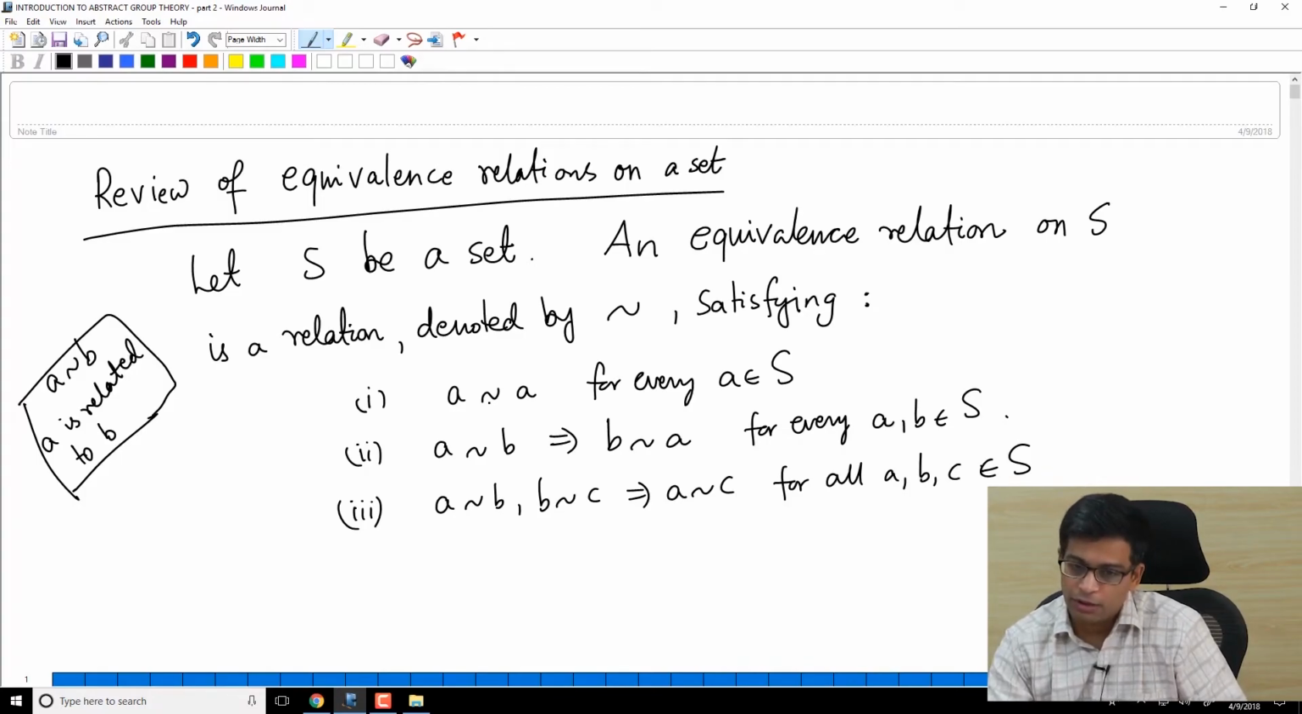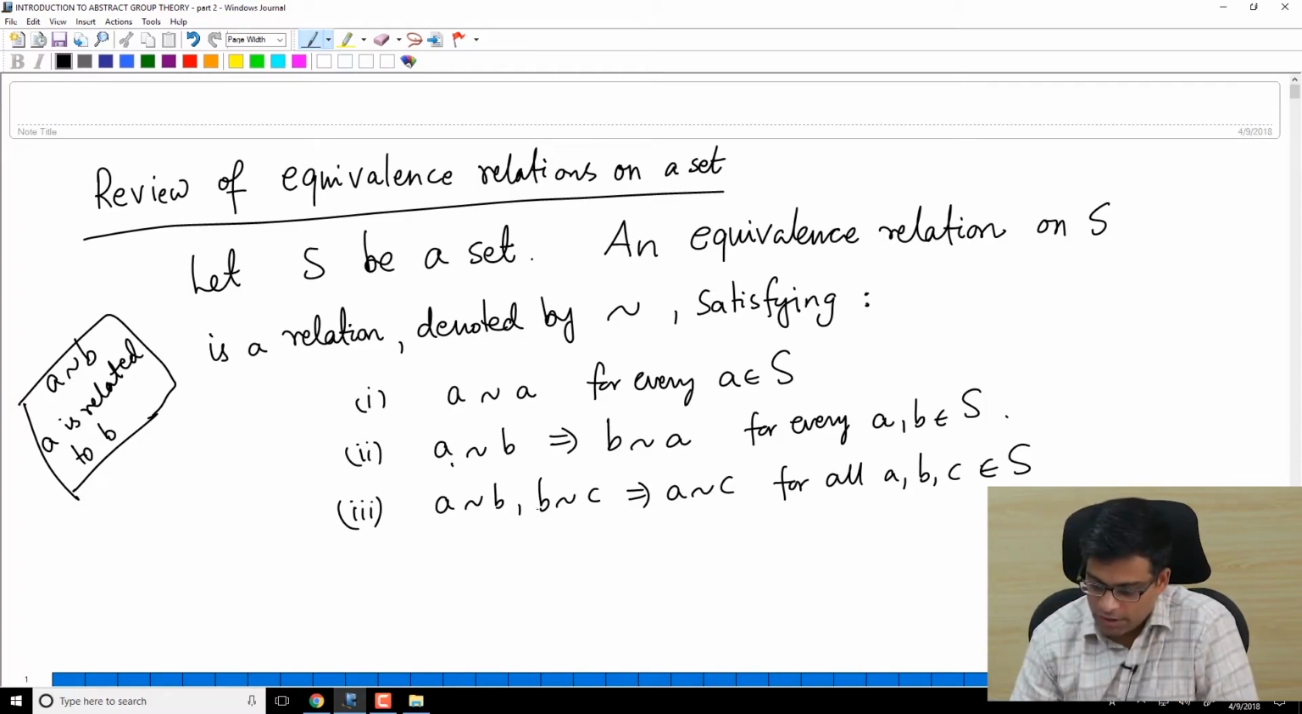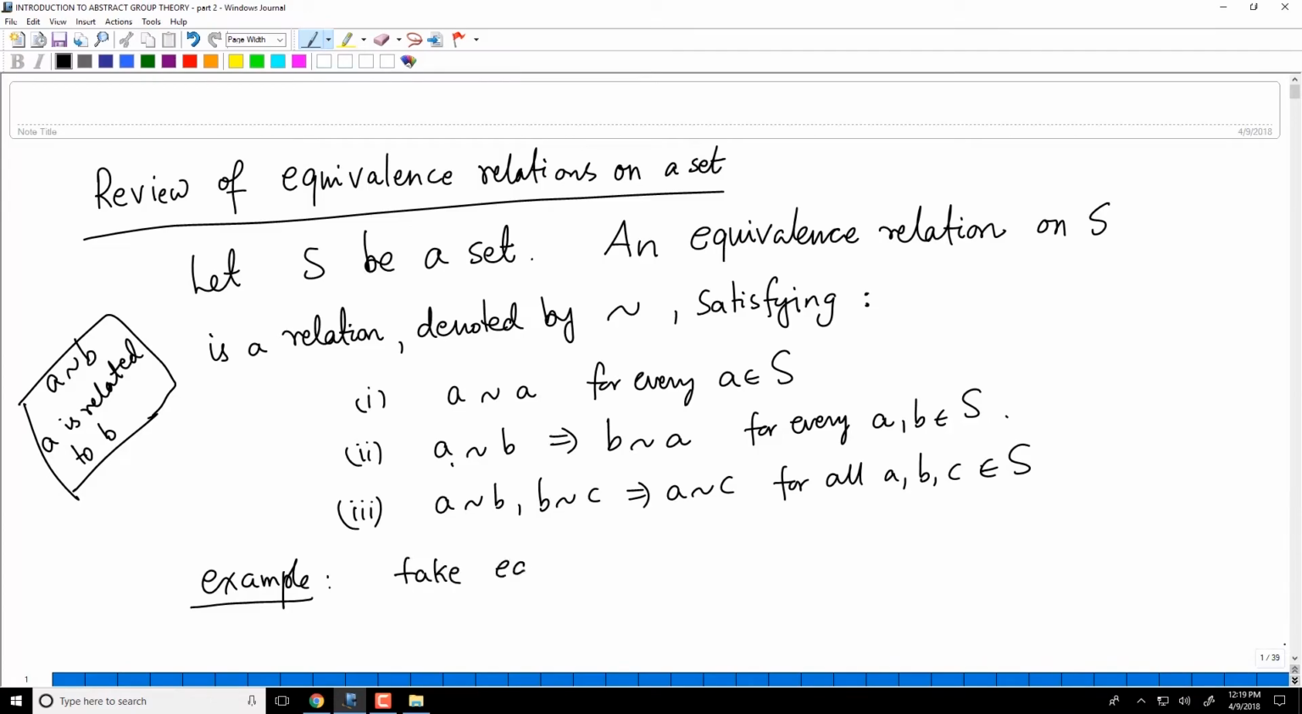An element must be related to itself. If an element A is related to B, then B must be related to A. If A is related to B, B is related to C, then A is related to C. Okay. The most important example, a trivial example really, is equality. Take for example Z. You say that A is related to B if A is equal to B. So equality is a basic example of an equivalence relation.